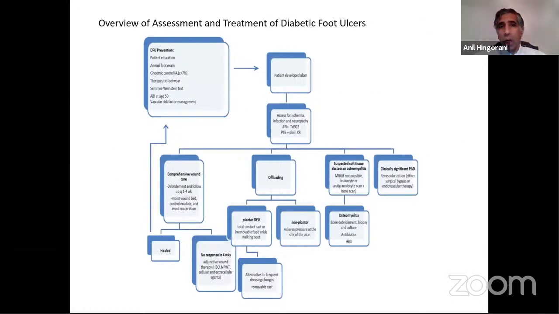This is just an overview of the guidelines that we have. You can take a screenshot if you want, or pick it up later on the YouTube. But this basically breaks down the evaluation for patients and reevaluation for patients with diabetic foot ulcers.